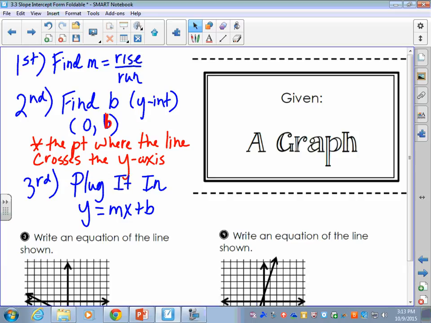Because today you're going to be given 4 different types of problems. One will be a graph, one will be a slope and y-intercept, one will be 2 points, so we're going to make sure you know what to do. The goal is to get the foldable and the guided practice done. I'm going to stamp and check for both, okay?